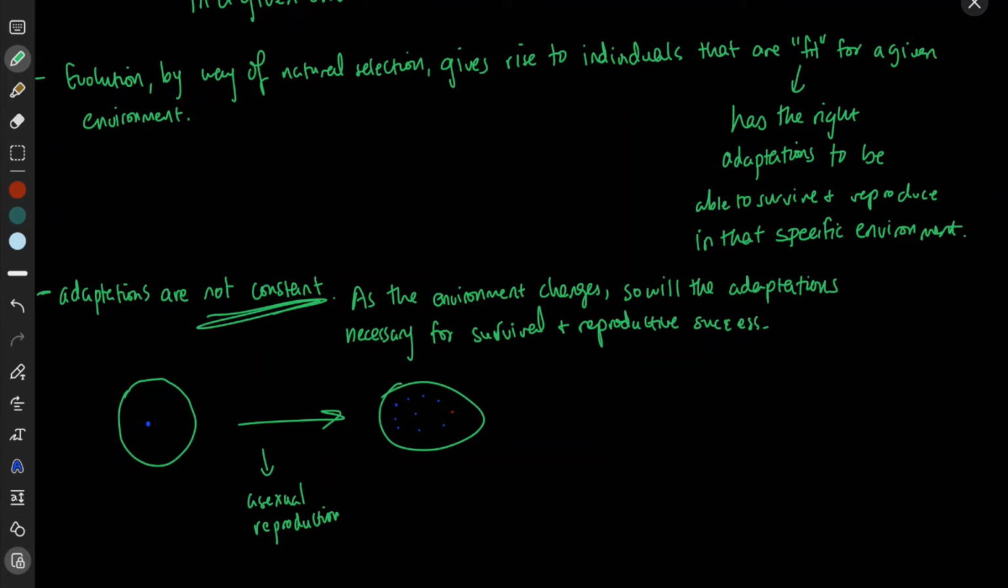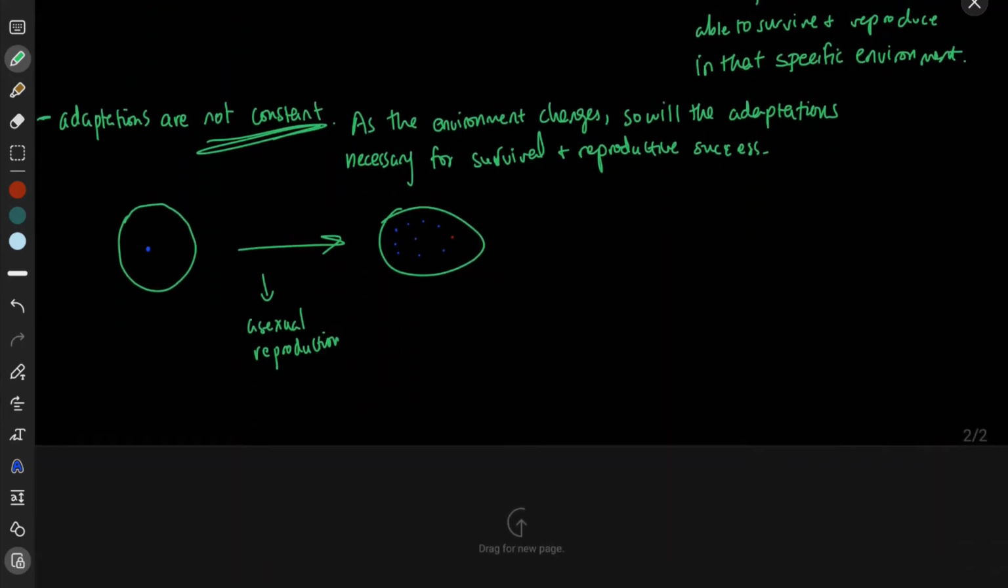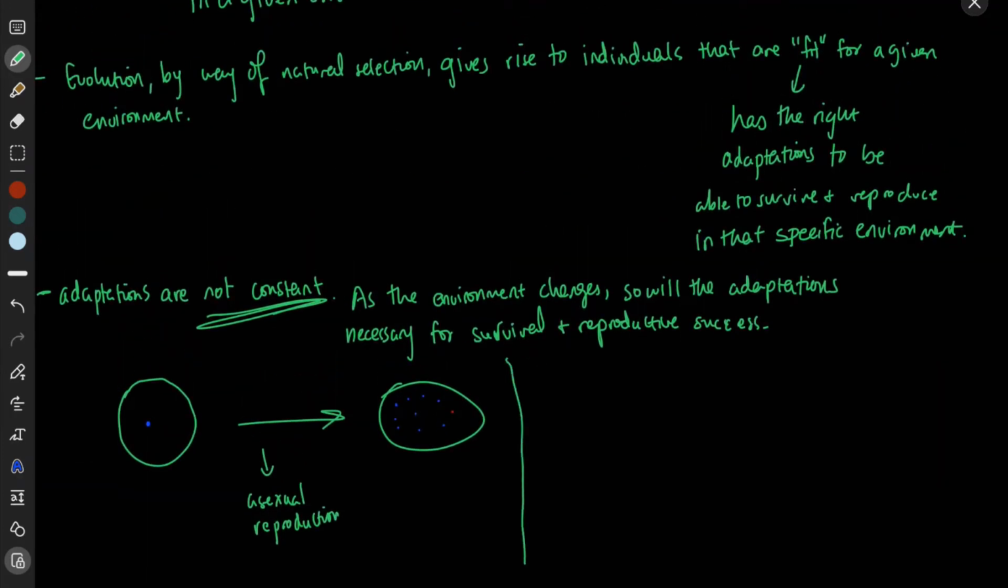Okay, so we talked about asexual reproduction, we talked about mutations, right? So now let's say what happens. So we have those 10.